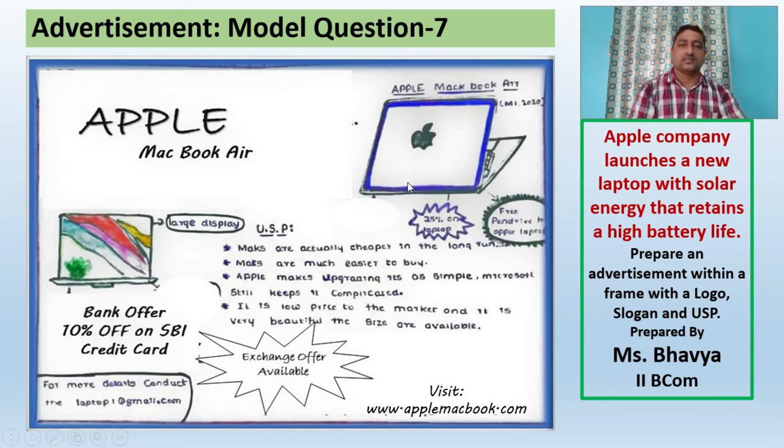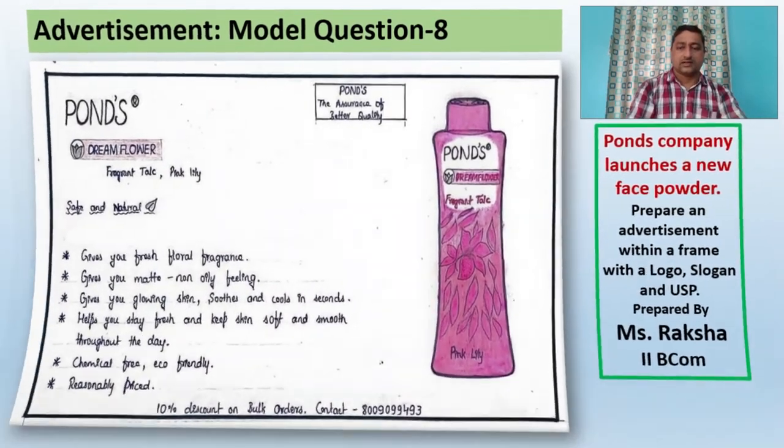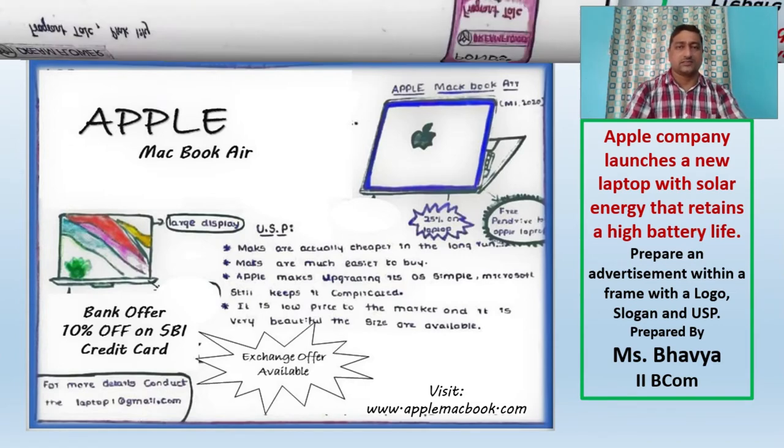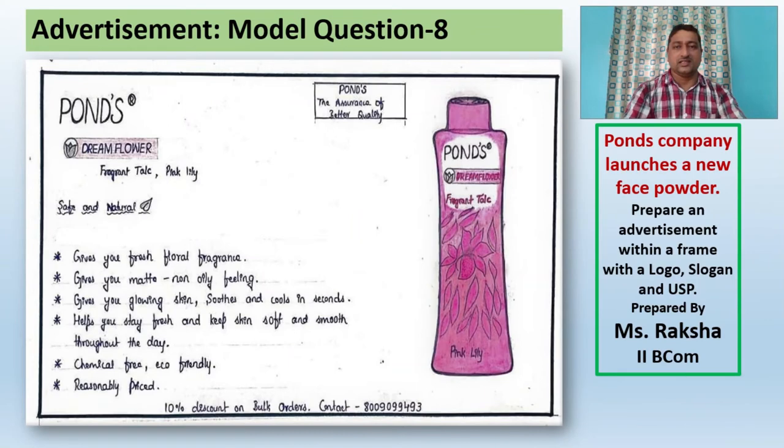So, likewise, this advertisement also makes very good use of the technique of space arrangement. You can see the way the company name is highlighted with a lot of space surrounding it, and then here you can give much more space, a gap. So you can utilize the space of the advertisement this way. This is one more example for the Apple company laptop launch, and your ad on that. That is model question number 7. We have model question number 8, that is on Ponds. Ponds company launches a new face powder, and here it's based on student Raksha's advertisement.